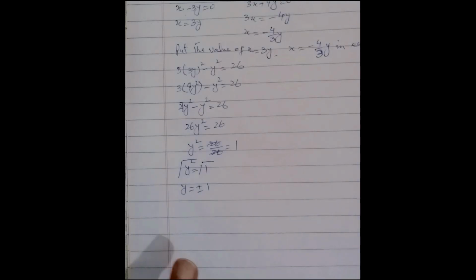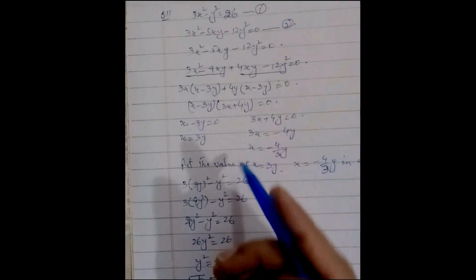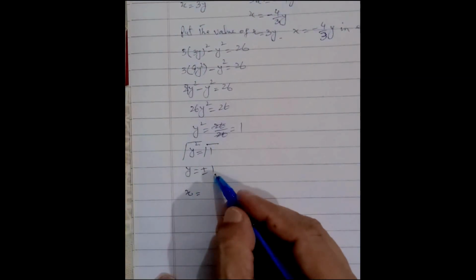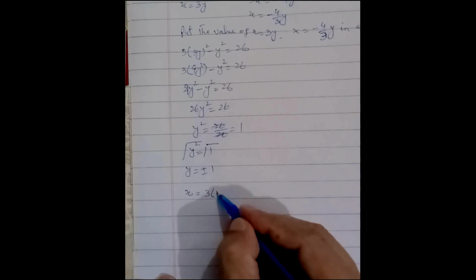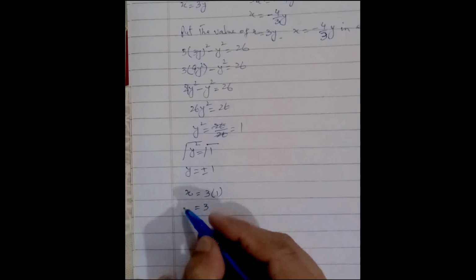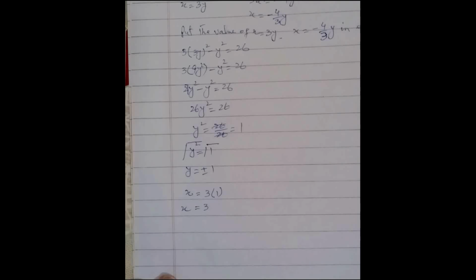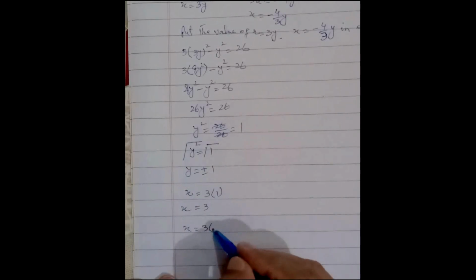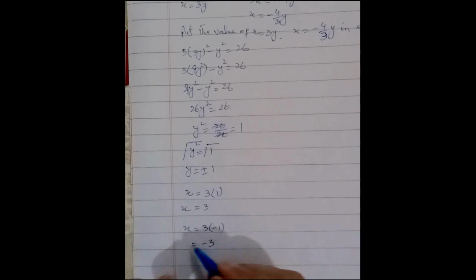And now we put the values of y, which are plus 1 and minus 1, in this equation, which is x is equal to 3y, to find the value of x. When we put y is equal to 1, 3 into 1, which is equal to 3, x is equal to 3. And when we put y is equal to minus 1, x is equal to 3 times minus 1, we get minus 3.